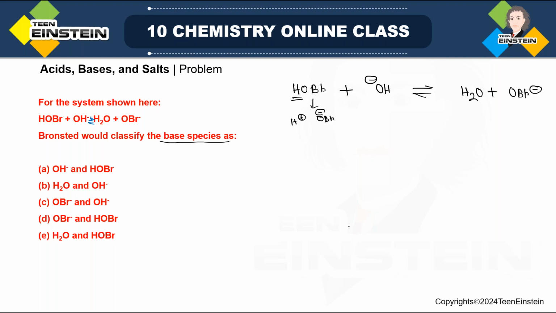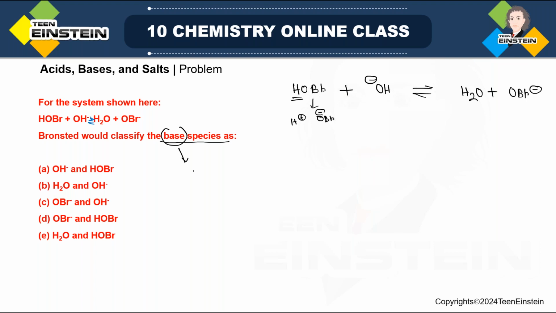Okay. So you have a total of 4 species. On the left hand side you have HOBr and hydroxyl ion, 2 species, and on the right hand side you have 2 more species, water and 1 more anion. Now among these 4 species you have to recognize which species you can classify as Bronsted base. So first of all you have to know the Bronsted base definition. According to the Bronsted theory, the base will be that species which can accept H plus.